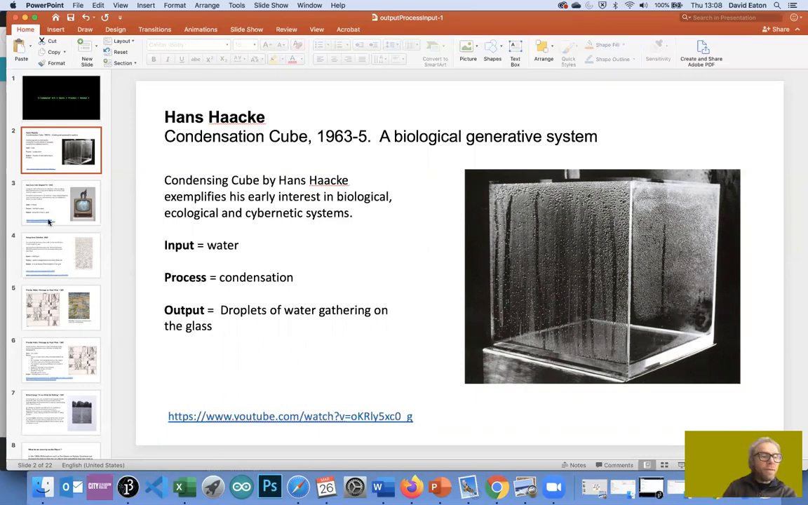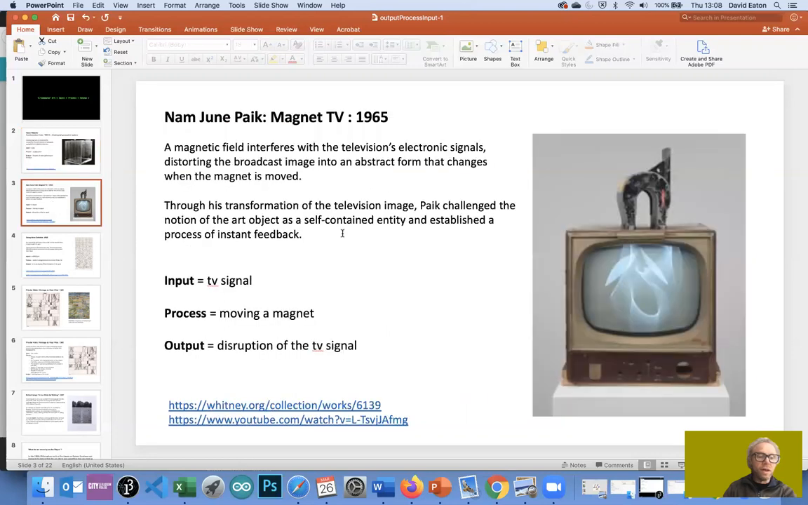Another artist that I think most of you are familiar with, because we often use him to illustrate ideas, is Paik, and in particular his magnetic TVs, which we visited in the past, whereby he puts magnets that disrupt the image on the screen. So the intervention there is the magnet itself, and by turning the magnet, ultimately the input is the TV signal. The process is the movement of the signal, and the output is the disruption of that TV signal.